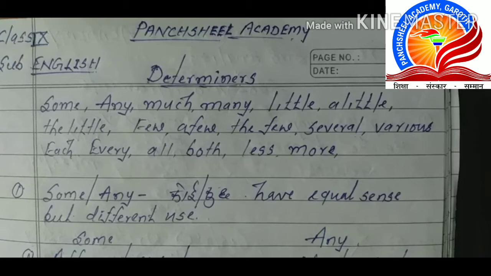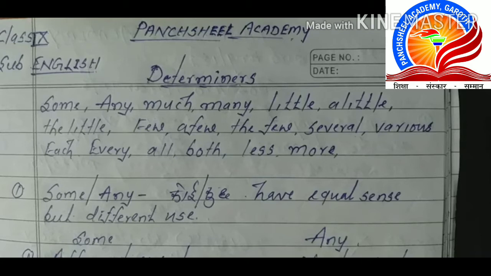So in such a condition, when we are asked to find the error, first of all you will have to pay attention to errors of determiners, because most of the errors are related to determiners. Now what are determiners? Determiners are words that are placed before a noun or pronoun to determine that particular noun or pronoun.